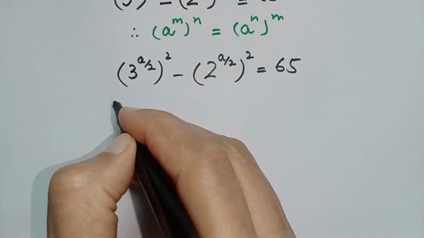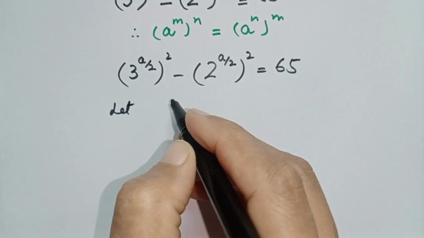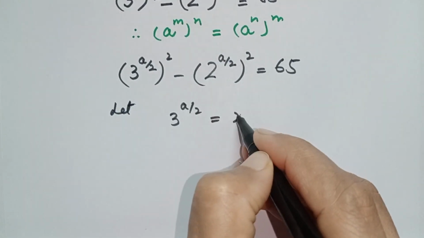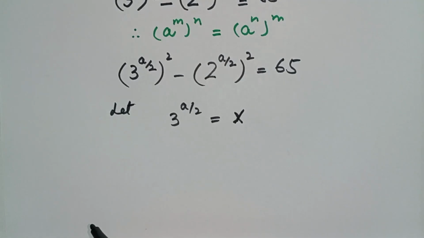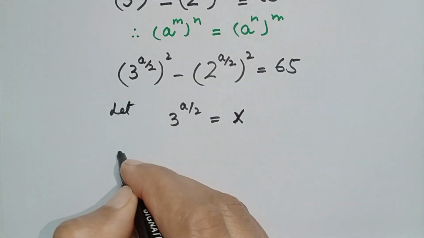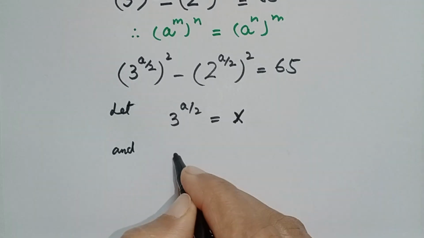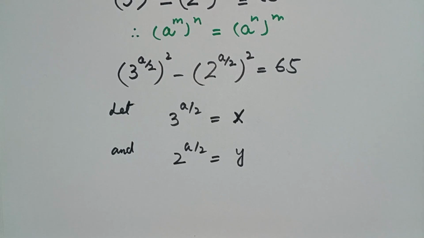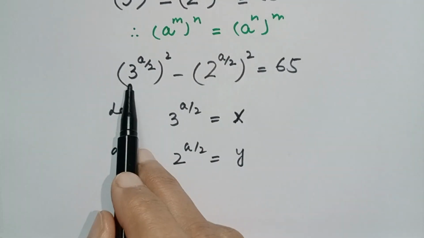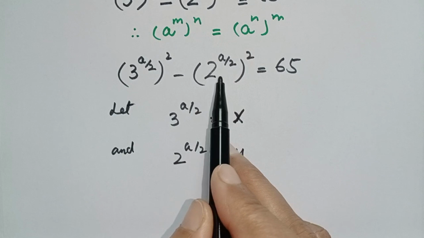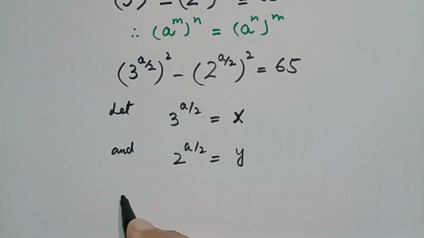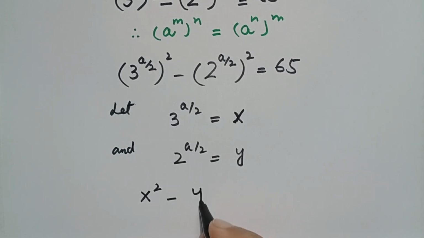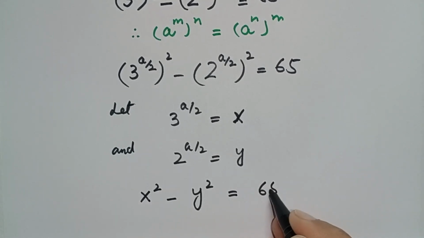So here we will make our substitution. Let's consider 3 to the power a over 2 is equal to x, and the other value, 2 to the power a over 2, is equal to y. So now we will plug in the values of x and y in the above equation. Here we will plug in the value of 3 to the power a over 2 and 2 to the power a over 2, and our new equation will become x square minus y square is equal to 65.